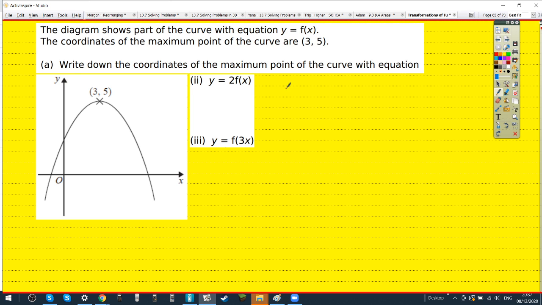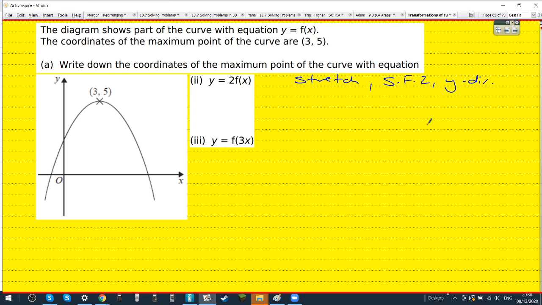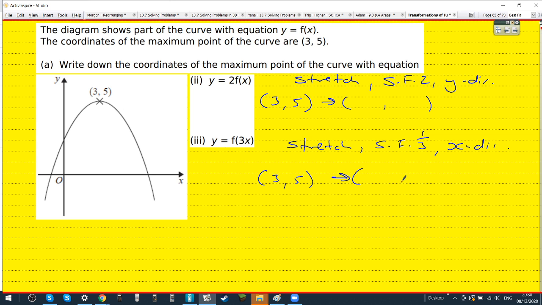So would it be stretch? Yep. Scale factor of 2. Yep. In the y direction. Yep. And so this one down here? Stretch by a scale factor of 3. Oh wait, no, a third. Yep. In the x direction. Yep. And so where's the new maximum? So would you multiply 5 by 2? Yep. Which gives you 10. And this one? That would give you 15. Great.